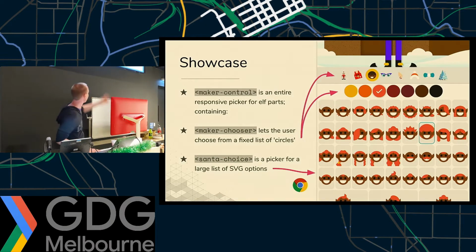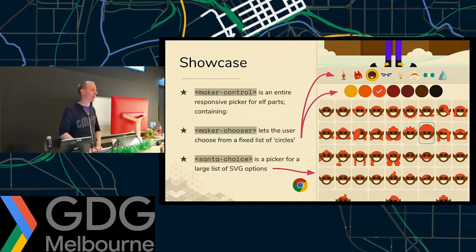So, if you click the glasses button, you get glasses on elf heads. If you click the hair button, you get hair on elf heads, because it turns out that's how you customize elves.